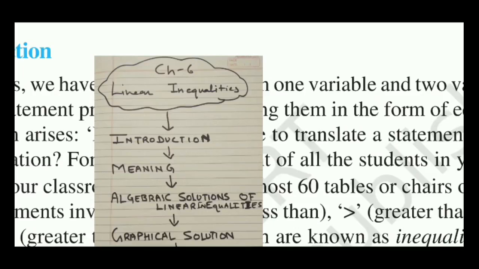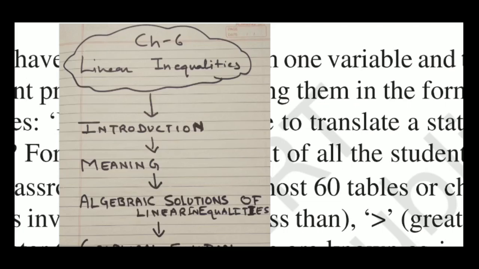Before we start chapter 6, you will see the mind map of this chapter. The name of the chapter is linear inequality, and then we will do the introduction. In the introduction, we will correlate the previous knowledge to this concept. Is it clear, students? What we have done in previous classes, that knowledge we will correlate with this topic. The name of the topic is linear inequalities.